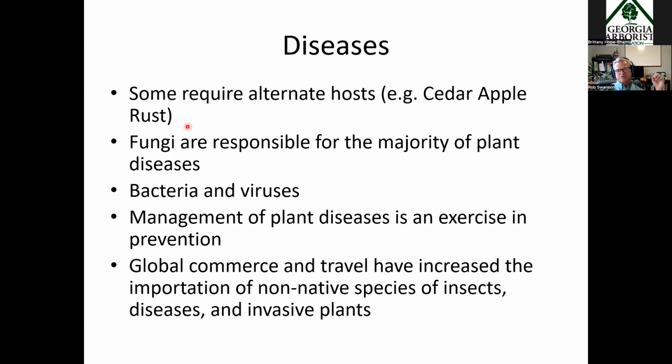Some things like, remember I talked about rust. These are alternating hosts. So you might see this in your exam, this alternate host, meaning that it has to have more than one host to pull off the disorder. The most common one is cedar apple, meaning you need a cedar tree and an apple tree in order to get this recurring rust. So one year it will be on the apple tree and it kind of makes the leaves look really cool. They turn all these odd colors, makes it look like a calico cat or a combination of fall and spring all at one time.